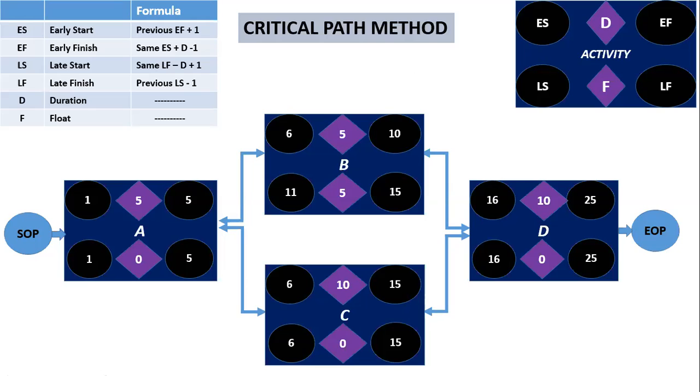Early finish. 17 minus 10... where are you getting 17? It's 16. 16 plus 10 minus 1. Yes. So 16 plus 10 is equal to 26, minus 1 is equal to 25, right? Okay, yes, sir. Very good.